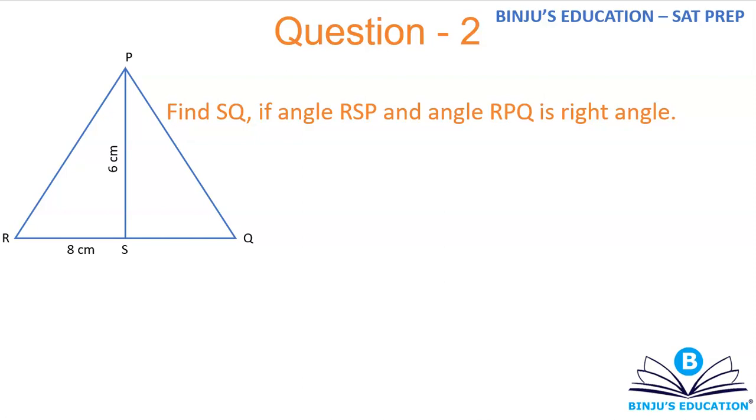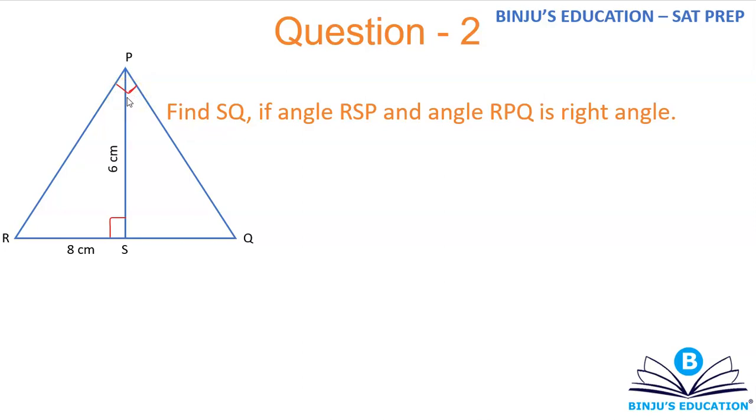Alright, let's see what we can do with this one. We need to find SQ if angle RSP and angle RQP is right angle. So RSP is right angle, which means this is 90, and which means this angle is also 90. So how can I use similarity in this?